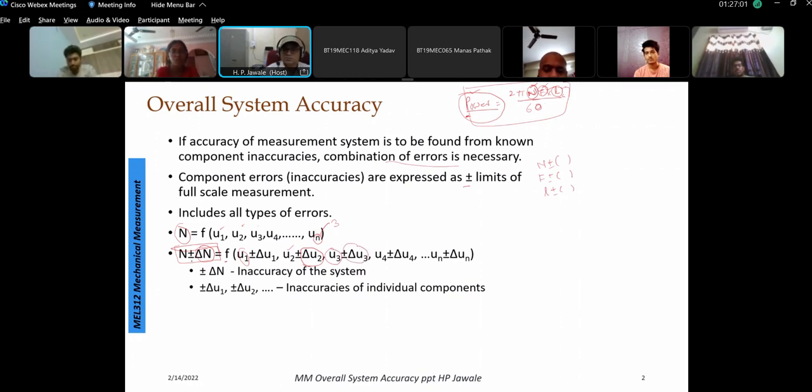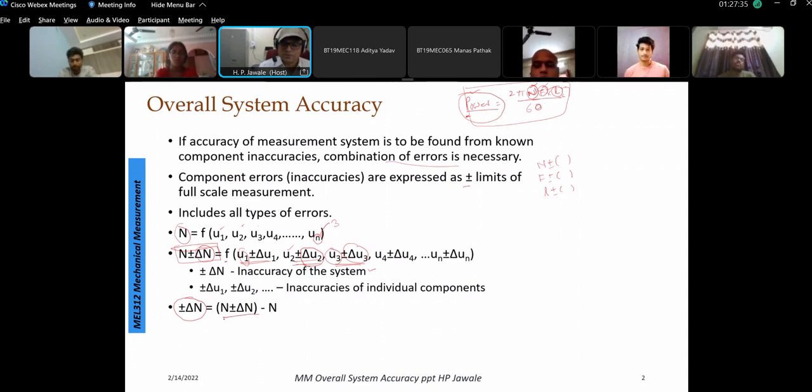So what we can understand is the total uncertainty in the overall system will be a function of the uncertainties of each individual component under measurement, where plus minus del n is the inaccuracy of the total system measurement, and del u1, del u2 are the inaccuracies of the individual components. So with this understanding, we can find that the total uncertainty in the output value, the overall system accuracy, will be equal to the one with deviation minus the ideal, that is, without deviation. It's very clear to understand.